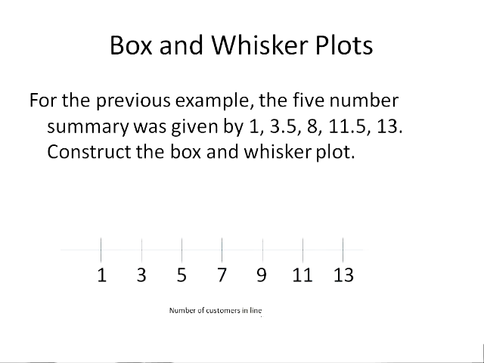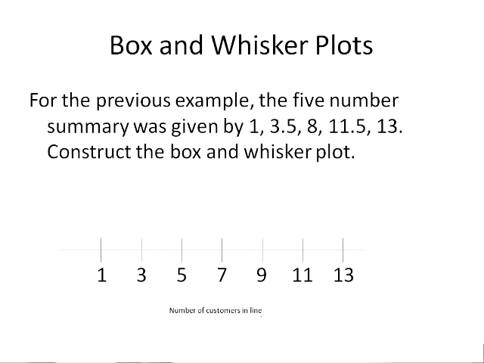Now let's find the box and whisker plot for the previous example. A box and whisker plot is just a graphical representation of the 5-number summary. So we have to have the 5-number summary first before we create the box and whisker plot. From the previous example, our 5-number summary was 1, 3.5, 8, 11.5, and 13.